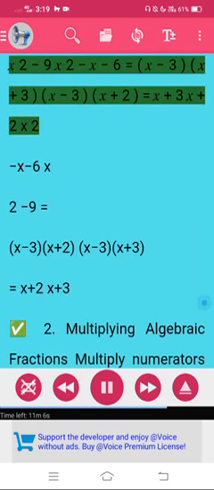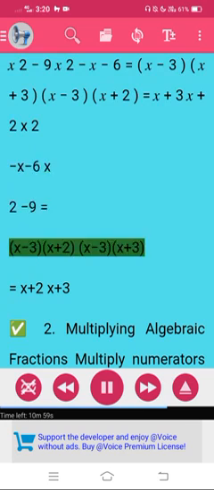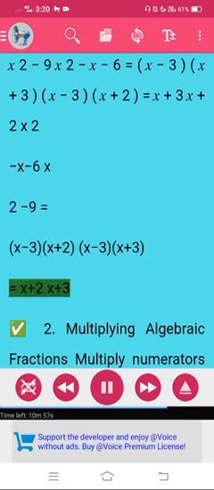Example: (x² - 9)/(x² - x - 6) = (x - 3)(x + 3) / (x - 3)(x + 2) = (x + 3)/(x + 2).